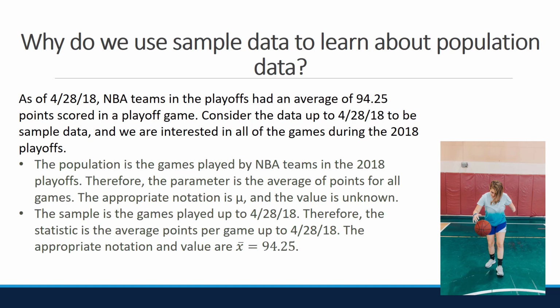The population is the games played by NBA teams in the 2018 playoffs. Therefore, the parameter is the average of points for all games. The appropriate notation is mu, and the value is unknown. Notice in this case, the value is unknown, but we can say in words what the parameter is.